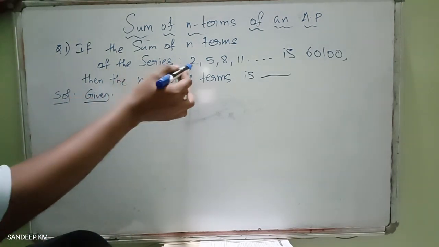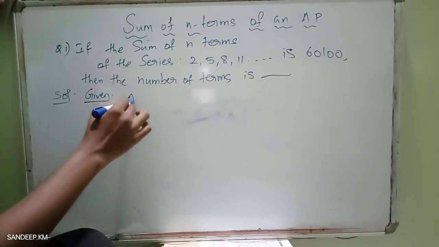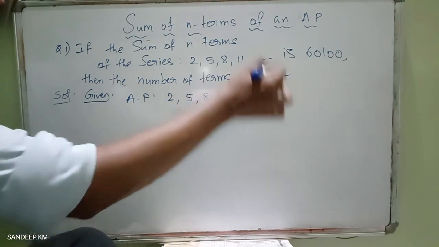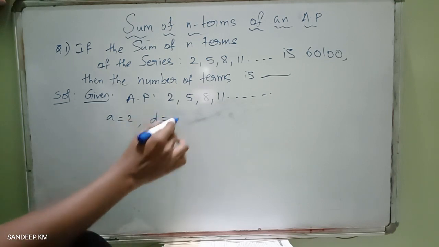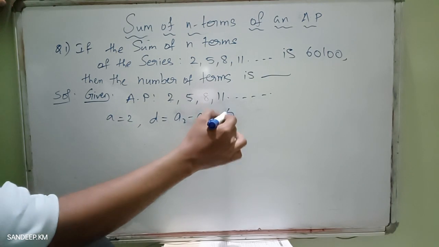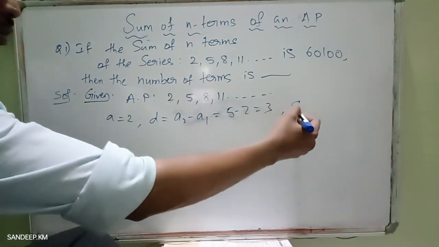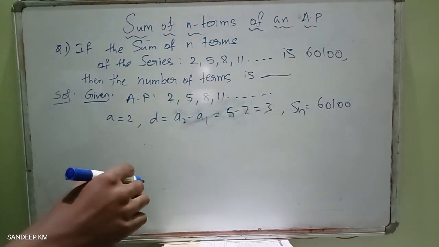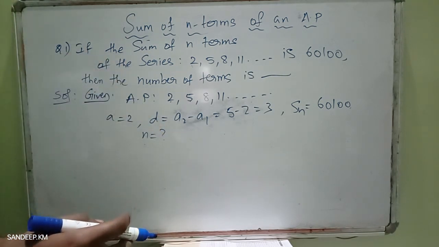It is very clear that the given sequence is in arithmetic progression, right? What is the AP here? 2, 5, 8, 11 and so on, where the first term is 2 and the common difference is A2 minus A1, which means second term minus first term. 5 minus 2 is 3. The common difference is 3. And the sum of n terms is 60,100. What are we supposed to find in this question? The number of terms. We are supposed to find the n value.